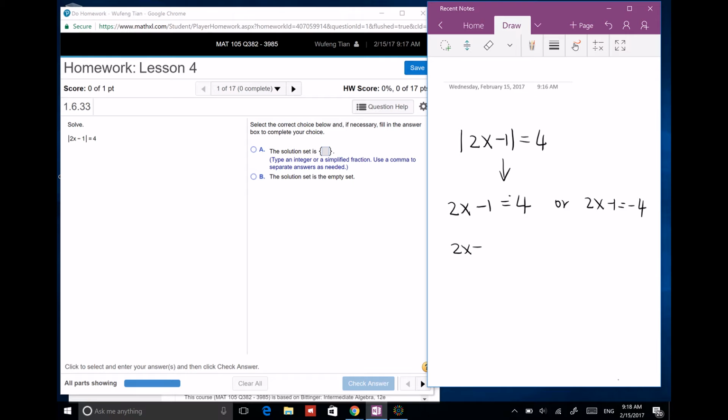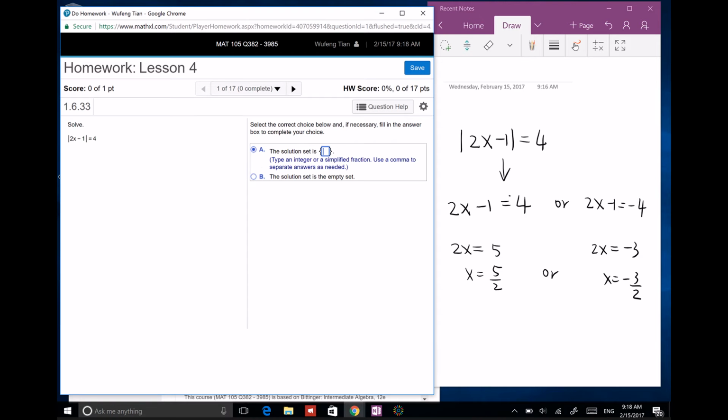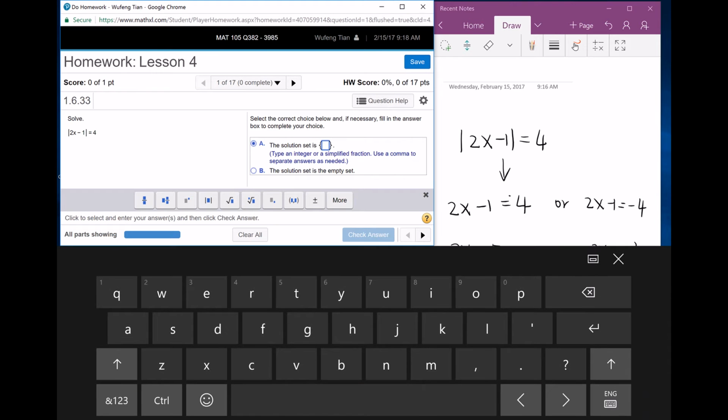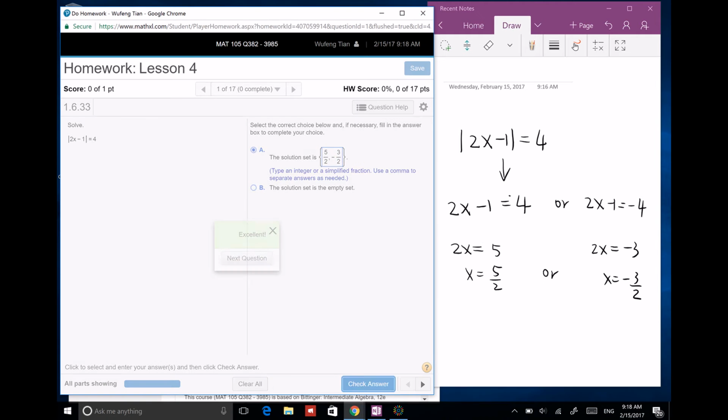The first one, 2x equals 5, and x equals 5 over 2. Or 2x equals negative 3, and x equals negative 3 halves. So 5 over 2, negative 3 over 2. Okay.